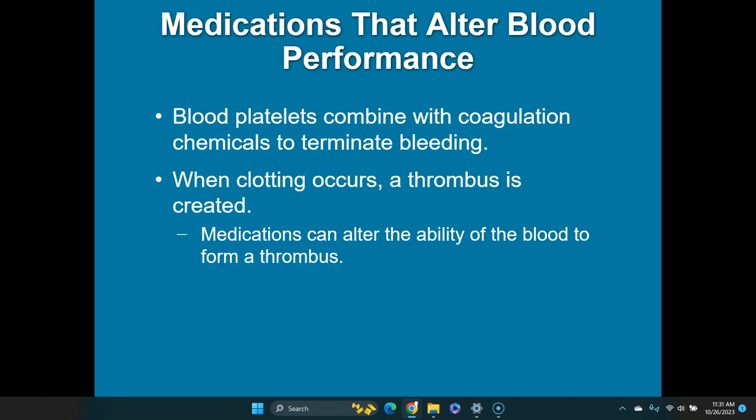Blood platelets combine with coagulation chemicals to terminate bleeding. When clotting occurs, a thrombus is created. Medications can alter the ability of the blood to form a thrombus.